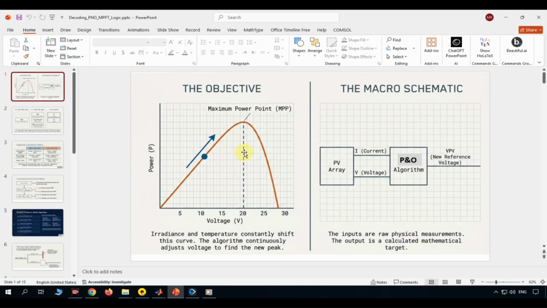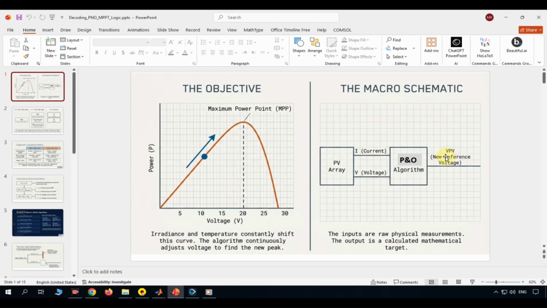Now that we understand how the photovoltaic generator produces electrical power, the next question is, how can we make sure the PV array always operates at its maximum power point? The answer is by using a maximum power point tracking algorithm, commonly known as MPPT. In this model, the MPPT technique used is the Perturb and Observe, or P&O, algorithm. The purpose of this algorithm is to continuously adjust the operating voltage of the PV array so that it always extracts the maximum available power, even when the irradiance or temperature changes.